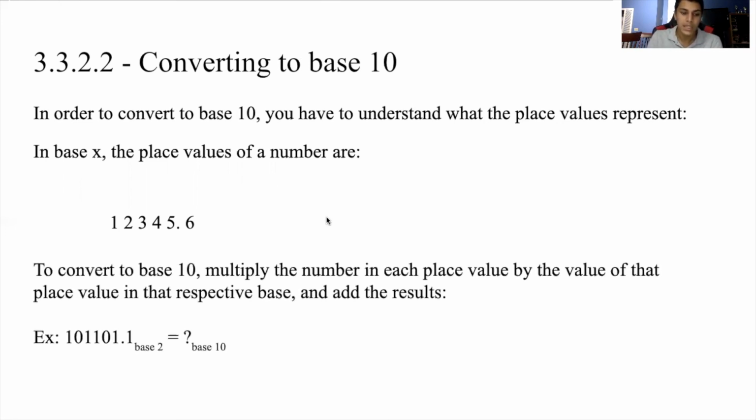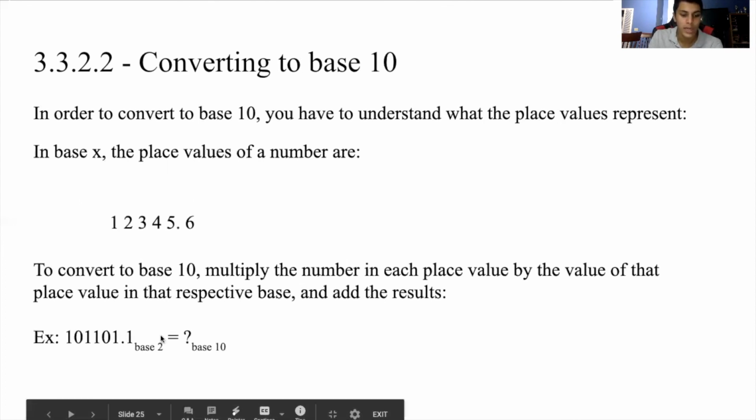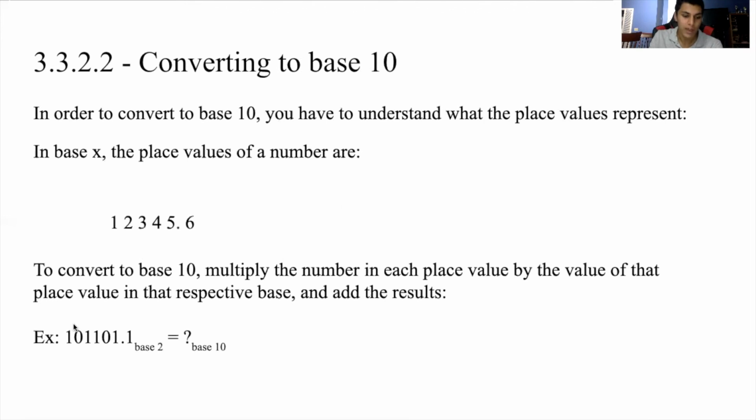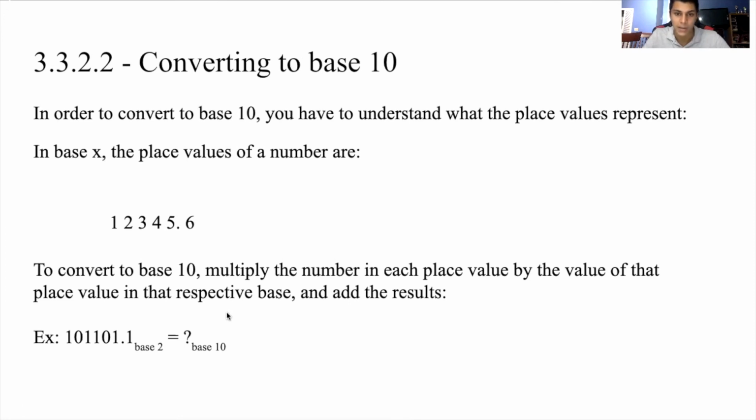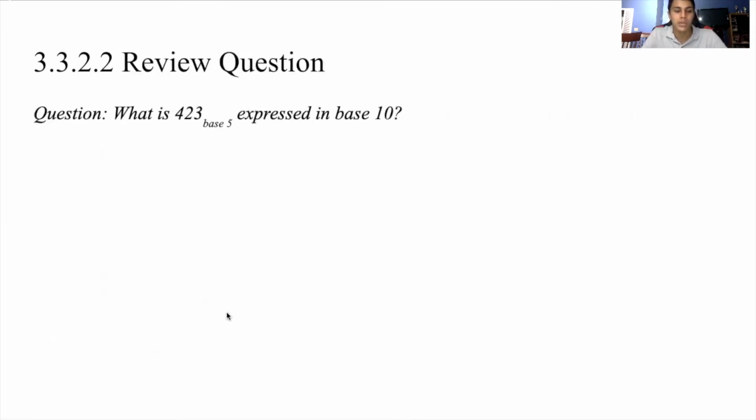All right, and then we did an example where we converted 101101.1 in base 2 to base 10 by finding the values of each of these place values, so the 1s, 2s, 4s, 8s, 16s, 32s, and 0.5's place, and figuring out how many numbers we have in those place values specifically to convert it to base 10. And then we did a review question where we converted 423 in base 5 to 113 in base 10.